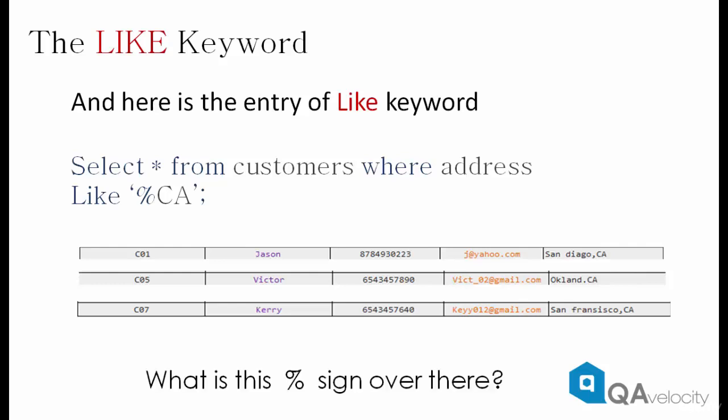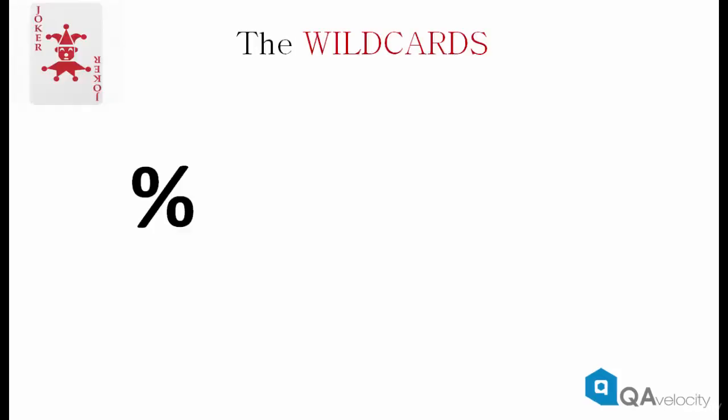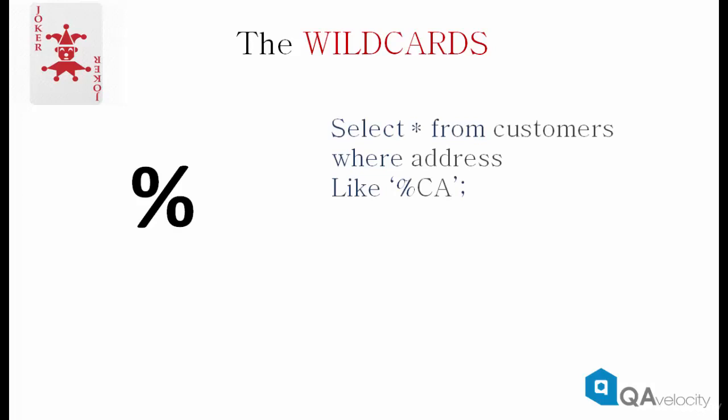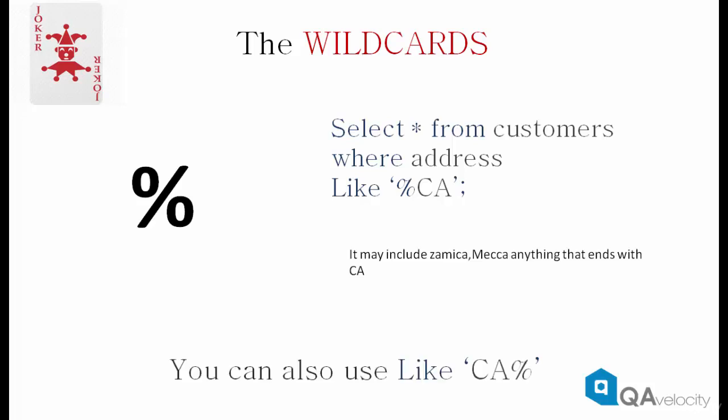Wait a minute, what is the percentage sign there before California? Okay, so this percentage is a wildcard character. Yes, that's what we call it in SQL. So we use the percentage sign whenever we do not remember the value. In case of Jeff, he has multiple options in California and he needs all the options. So we use percentage before California and it fetches all the values that end with California. So if you see the query, select star from customers where address like percentage California. It may include Jamaica, Mecca, anything that ends with CA.